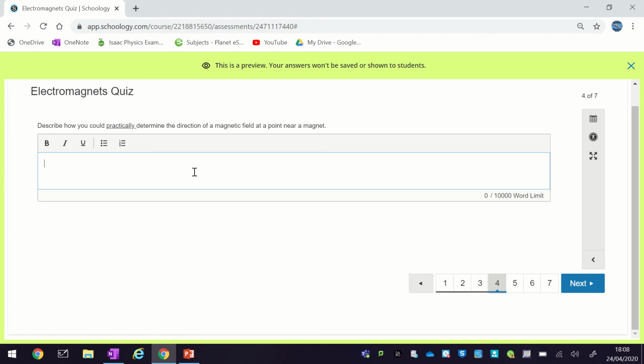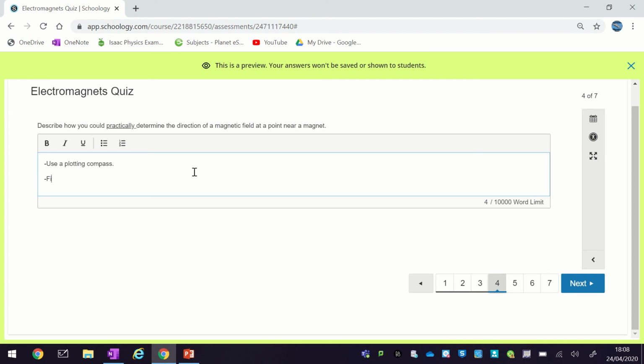So how could we practically determine the direction of the magnetic field? Most people are on the right track here. So we would use a plotting compass, or just compass is absolutely fine. And the field line direction is determined by the north arm or hand or pointer, whatever you like there.